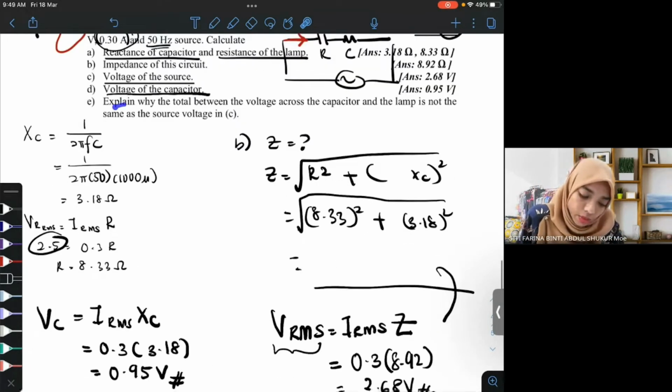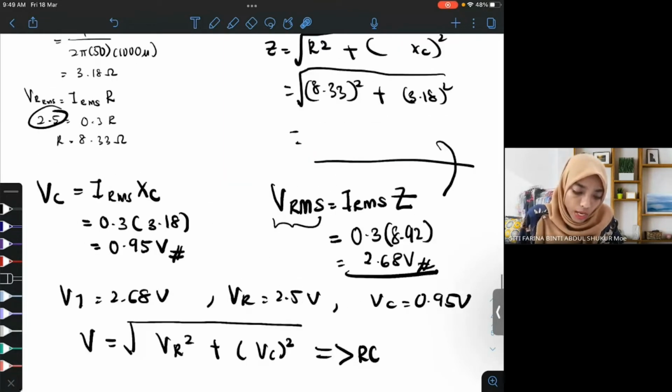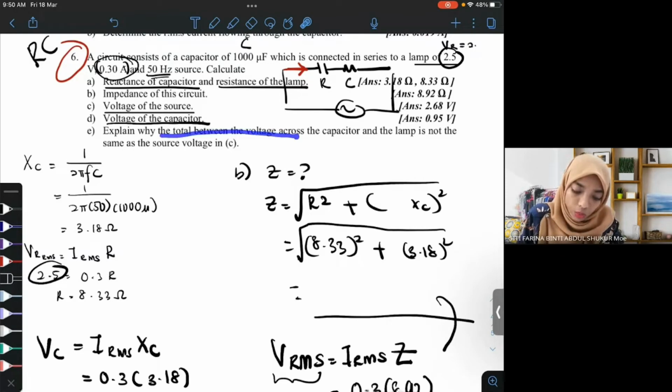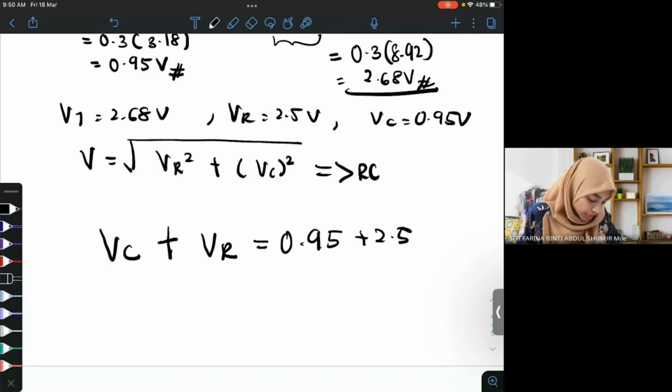Next, the question says to explain why the total between the voltage across the capacitor and the lamp is not the same as the voltage in the source. Okay, first I have to understand what it is asking. It says the total between the voltage across the capacitor and the lamp, which means the sum. You add 0.95 and 2.5. If you press the calculator, you will get 3.45.